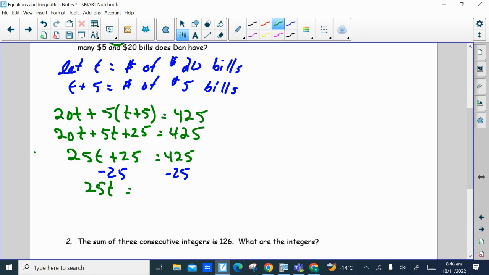On the right side, 425 take away 25 is 400. And then to get the t by itself, we would divide both sides by 25. On the right side, 400 divided by 25, I think, is 16.